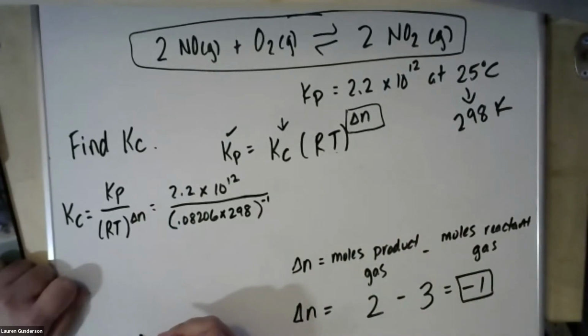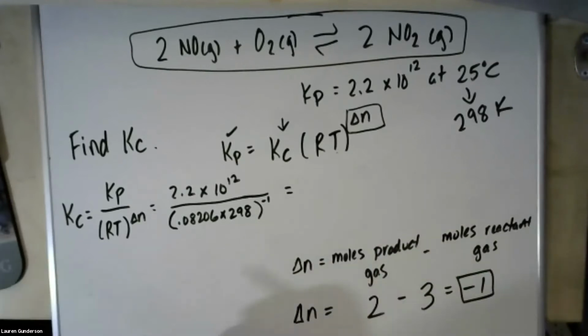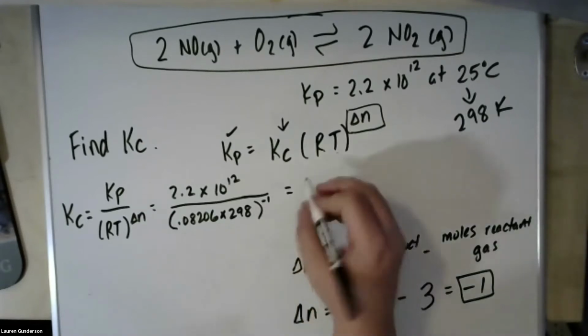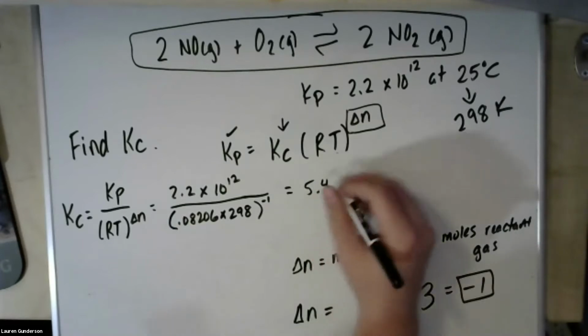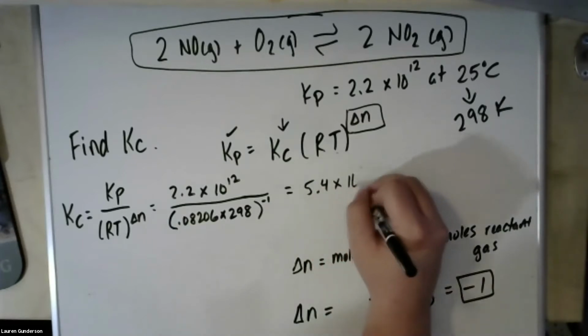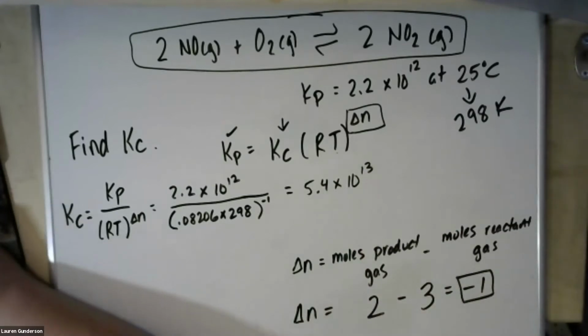Okay, and again, practice putting this in your calculator. Make sure you get the right thing back out. Okay, when you plug this into your calculator, you should end up with a Kc value of 5.4 times 10 to the 13.